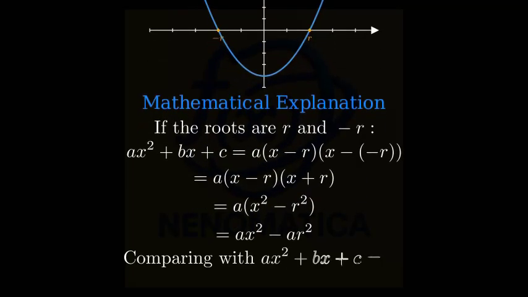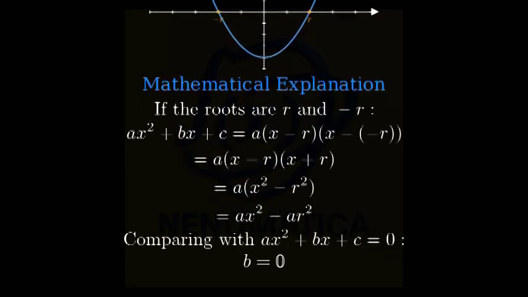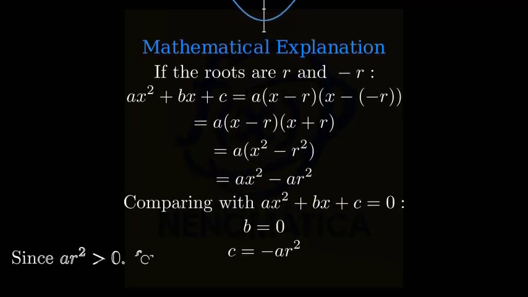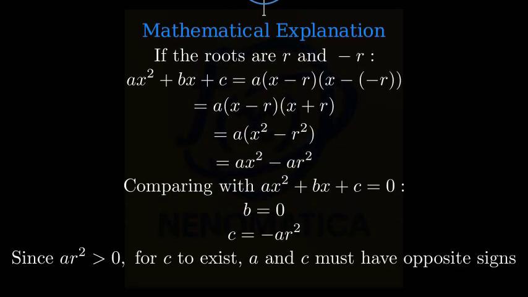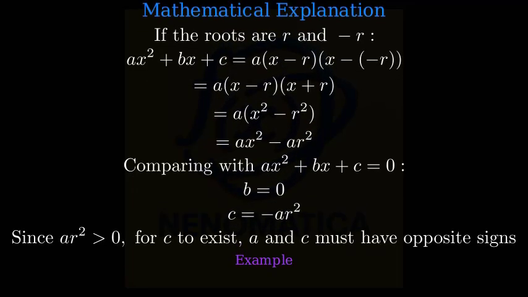Comparing this with the standard form ax squared plus bx plus c equals 0, we can see that b equals 0 and c equals negative ar squared. Since ar squared is always positive, for c to exist, a and c must have opposite signs. Now, let's solve our first example problem.